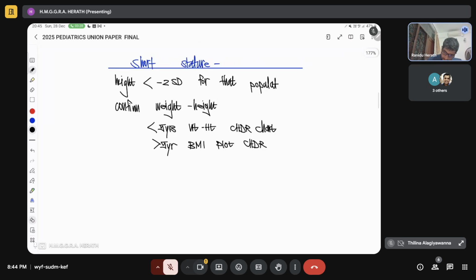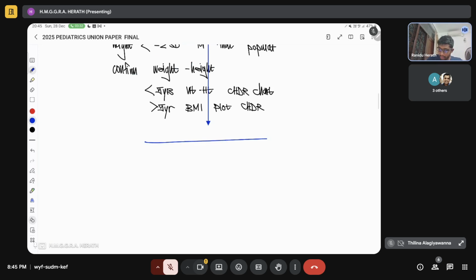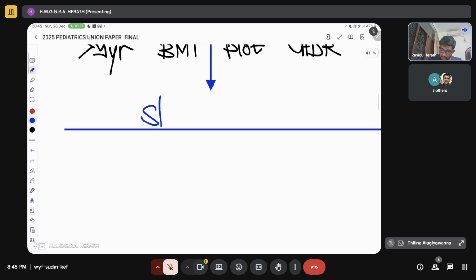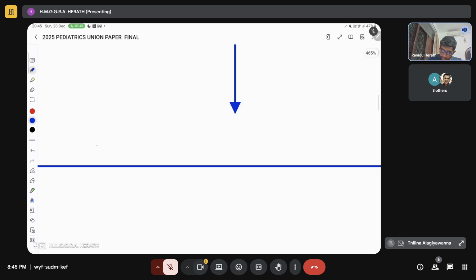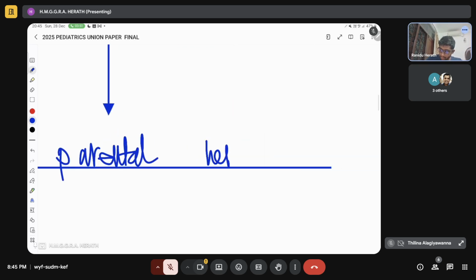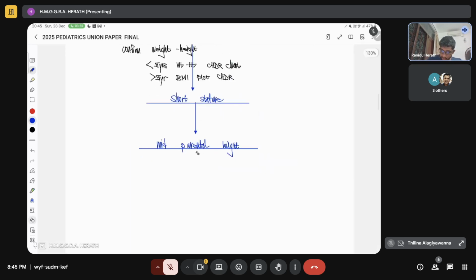So short stature is when there is something problematic with the height. When you first identify a child with short stature, the first thing you do is check whether the child is growing along the mid-parental height range. Even when the child is short, if he is growing within the mid-parental height, if he is going to achieve the mid-parental height, then that short stature is not pathological, right?